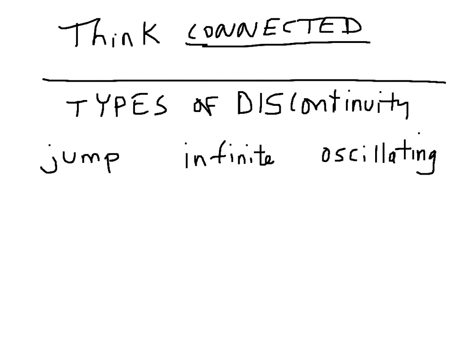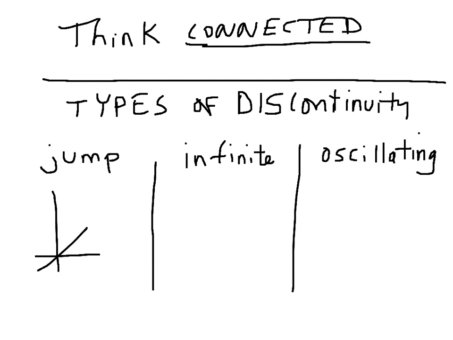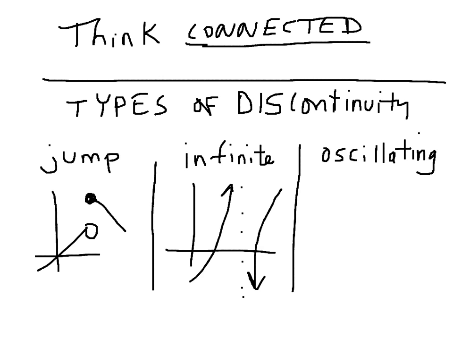When we're talking about different types of discontinuity, there are 3 kinds that we generally consider. A jump discontinuity will look something like this. An infinite discontinuity will behave like so. And the more interesting kind of oscillating discontinuity might look something like this.